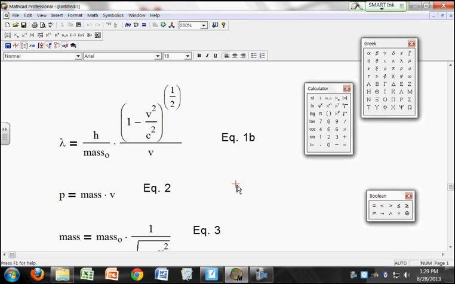So that would be the relativistic formula for the de Broglie wavelength, which we're going to cover in the lecture tomorrow. Oh no, when's our next lecture? Friday.